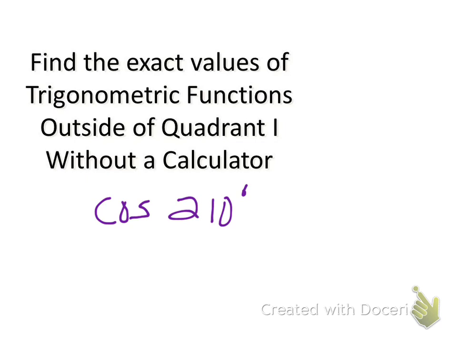Okay, and so far, here's what we know: the 6 trig ratios for the reference angle have the same value as the 6 trig ratios of the angle, except for the sign. Might be positive or negative. So what's the reference angle of the cosine of 210? What's the reference angle for 210 degrees? In degrees, what's the reference angle?